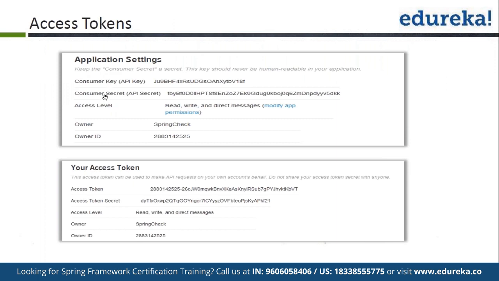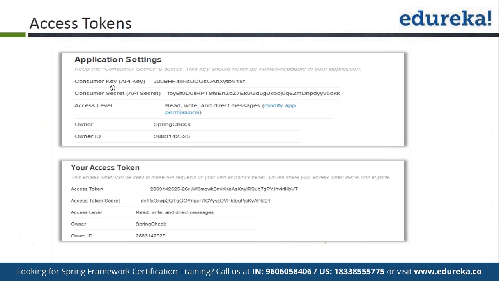Consumer key and consumer secret, then access token and access token secret. These 4 keys or values you need to access your Twitter account without using username and password. Rather than using username and password to log in to these sites, whether it is Twitter, Facebook, or any other site, you need to create your applications, change your settings, generate keys and tokens.